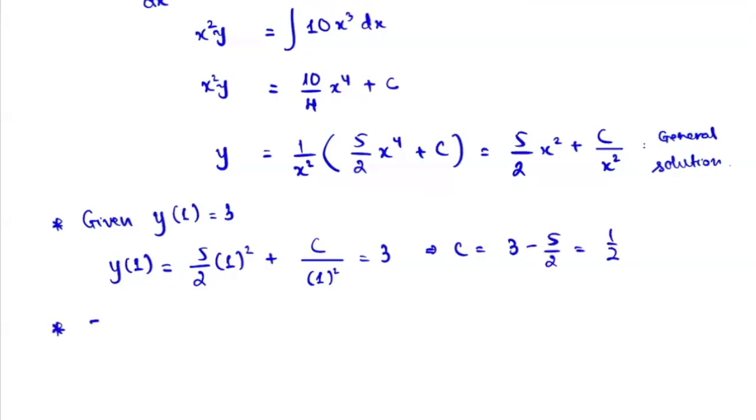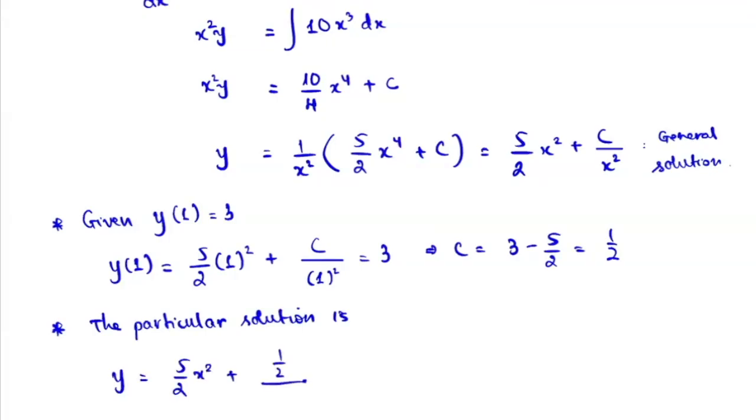Then you can conclude that the particular solution is y equal to 5 over 2 x squared plus 1/2 x squared, or 5 over 2 x squared plus 1 over 2 x squared. So that's the particular solution. Okay. So let me stop right here. That's it for lecture 5.